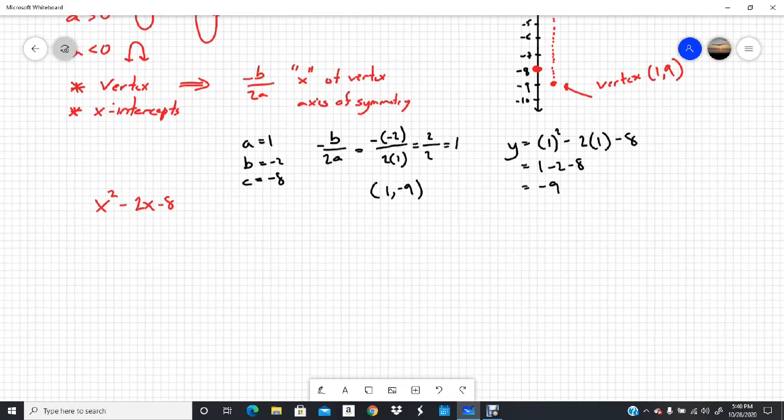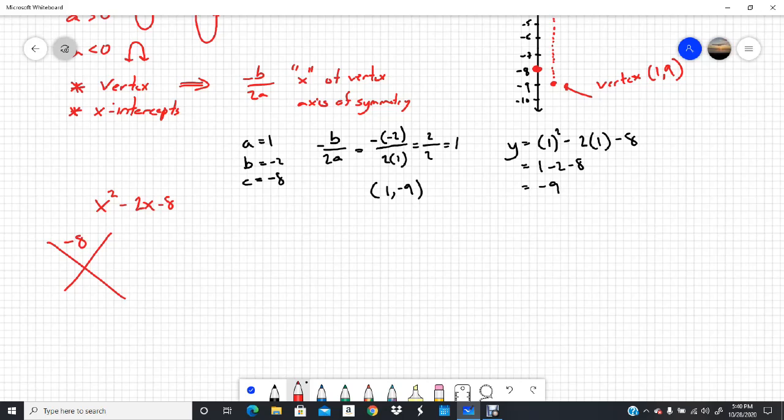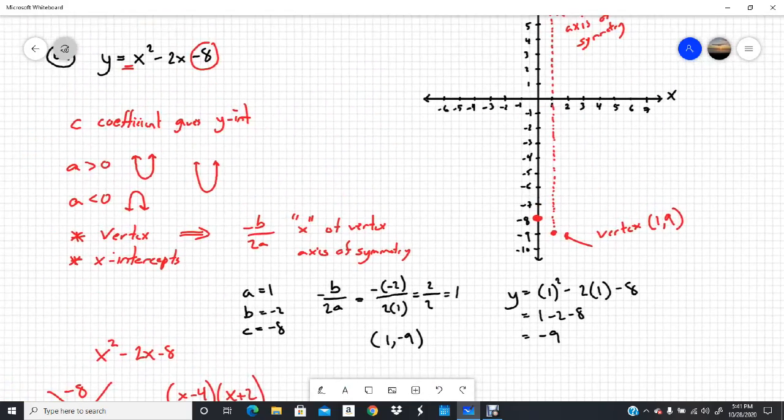So if we can get two numbers that multiply to make negative 8, that add to make negative 2, then we can figure out the factors. Well, 4 times 2 would give you 8. If we put a negative sign in front of the 4, negative 4 times 2 would be negative 8. Negative 4 plus 2 would be negative 2, so those are our factors. We can write this as x minus 4, x plus 2, and the zeros would be where x equals 4 and x equals negative 2. There's our x-intercepts.